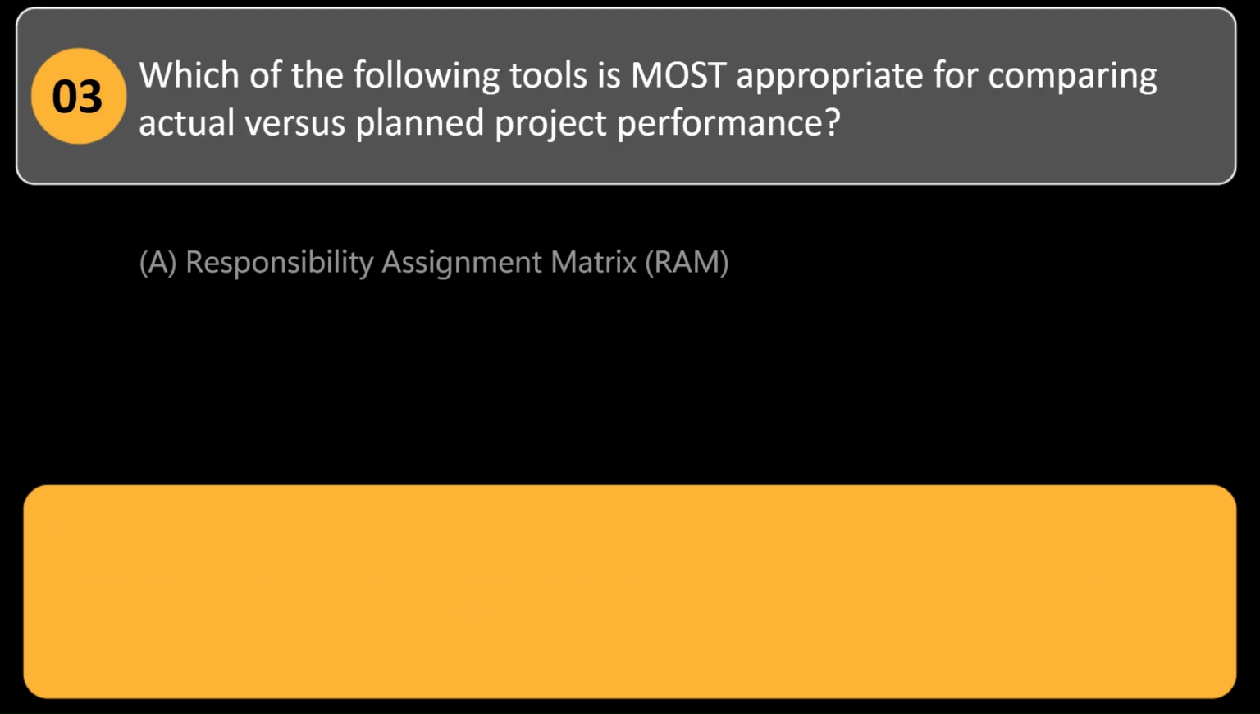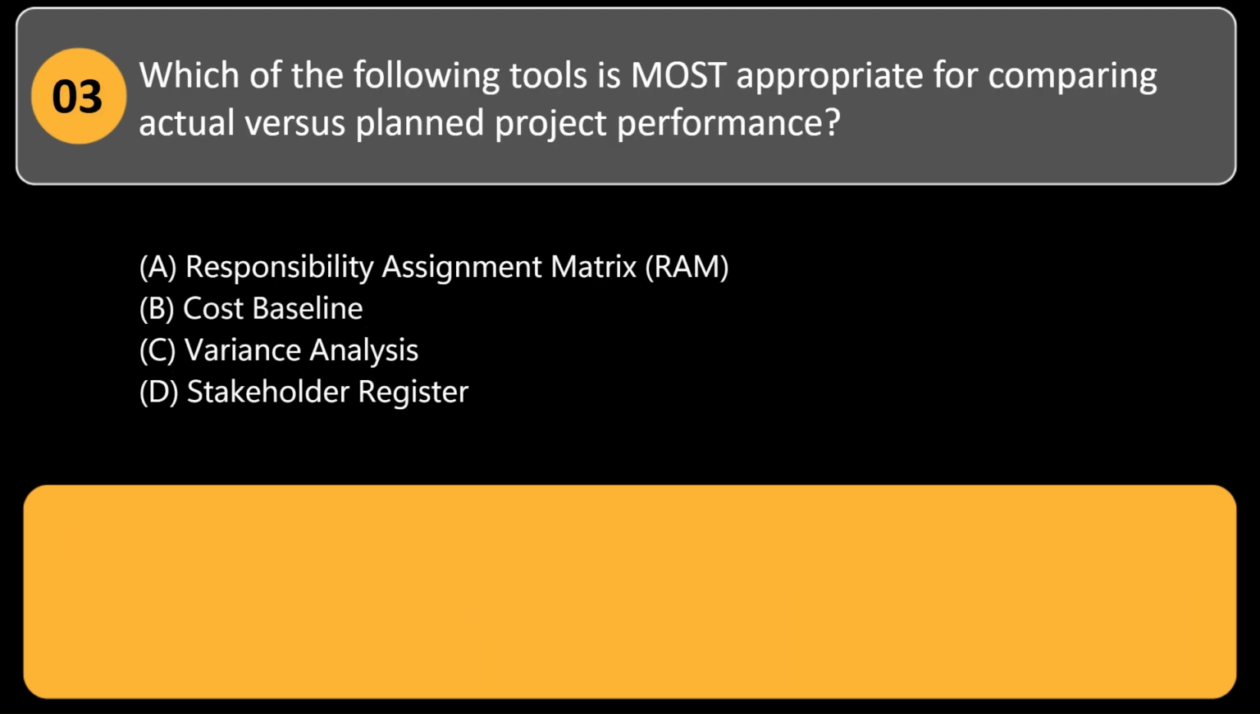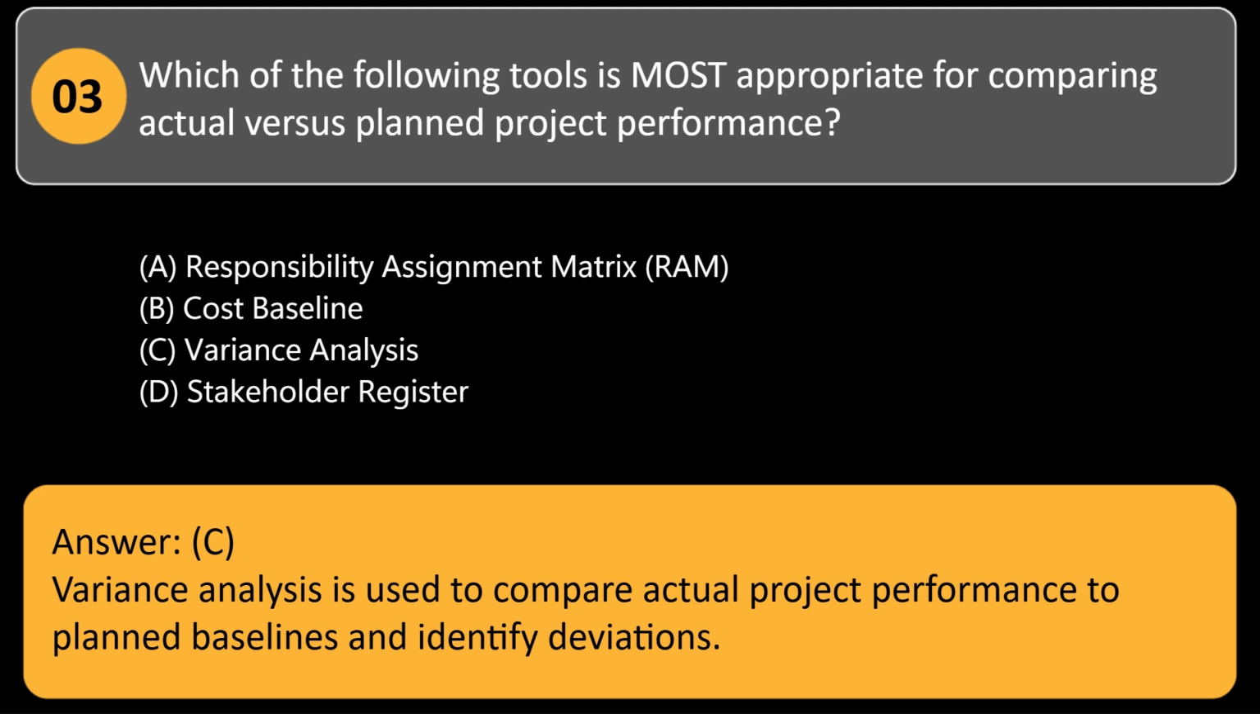Which of the following tools is most appropriate for comparing actual versus planned project performance? A. Responsibility Assignment Matrix, RAM. B. Cost Baseline. C. Variance Analysis. D. Stakeholder Register. Answer: C. Variance analysis is used to compare actual project performance to planned baselines and identify deviations.